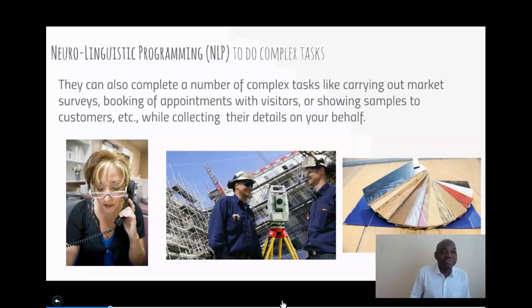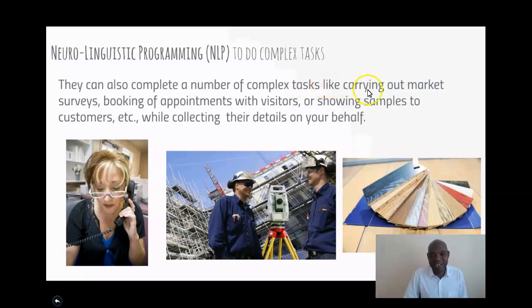So you can use neuro-linguistic programming or a conversational chatbot to do complex tasks. They can also complete a number of complex tasks like carrying out marketing surveys, booking appointments with visitors, or showing samples to your customers, and at the same time collecting their details on your behalf, whether you are online or not online. You no longer have need for a receptionist. This is why people are saying AI is going to take away the jobs of so many people. You can see even in marketing right now, it is no longer necessary to have a receptionist or a help desk to start booking appointments. I use this one for survey.